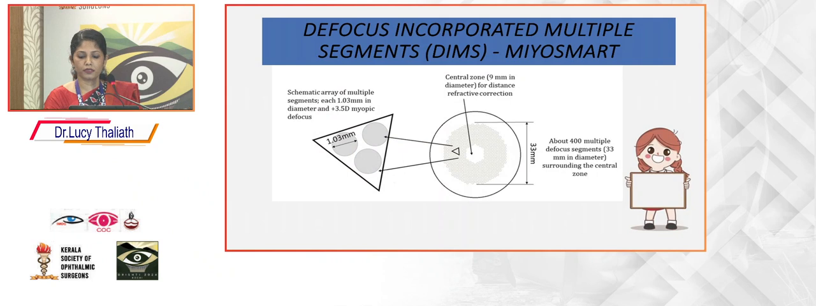I'll just go through the glasses. All these peripheral defocus glasses have a central clear zone for the distance vision, and depending on the type of glasses, the central area will be different. The DIMS glasses, which are known as MyoSmart glasses, marketed by the Hoya group, have a central 9 millimeter clear zone for the distance refractive correction. It is surrounded by around 400 multiple defocus segments, each of 1.03 millimeters, and this has a plus 3.5 myopic defocus.